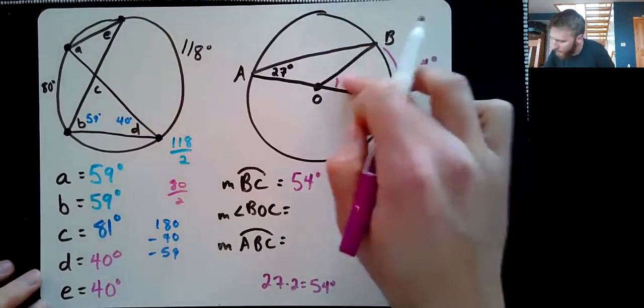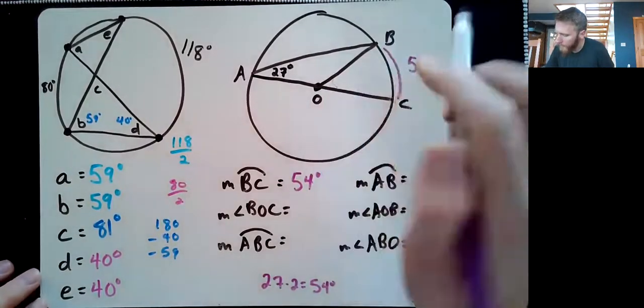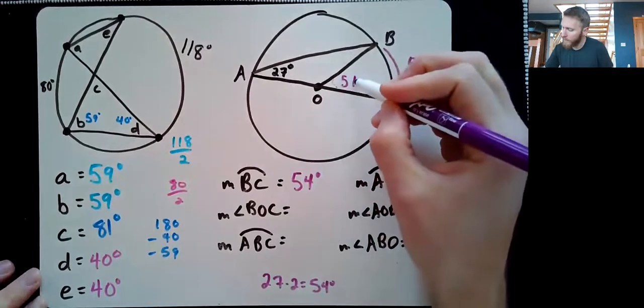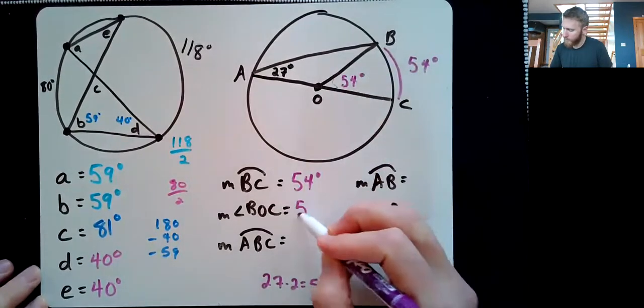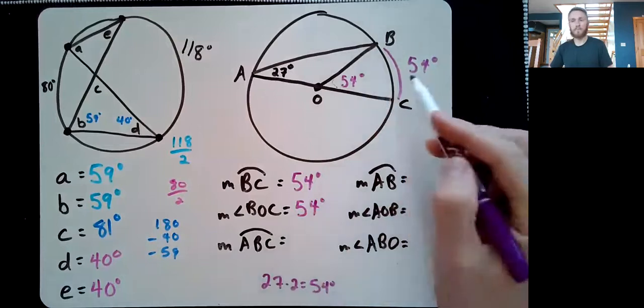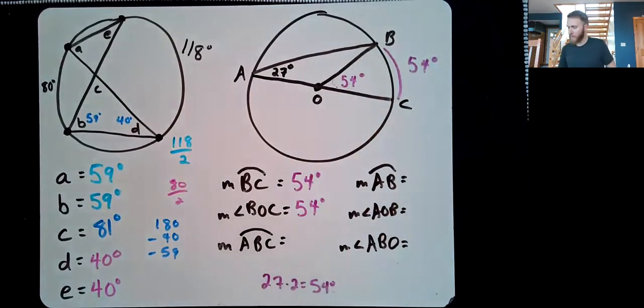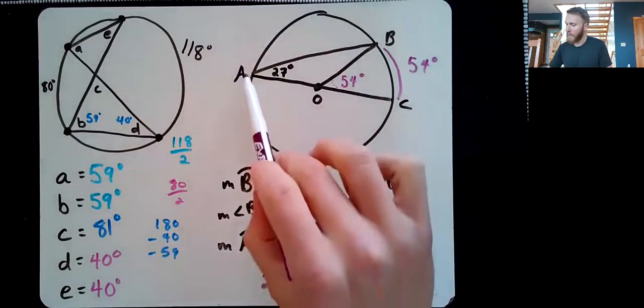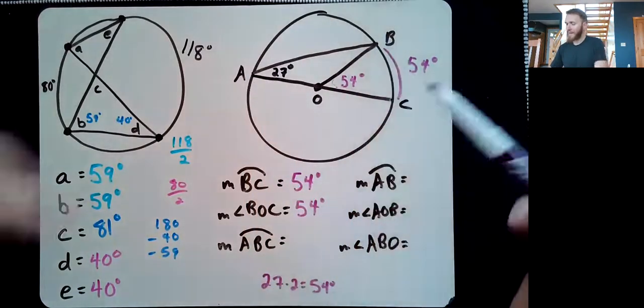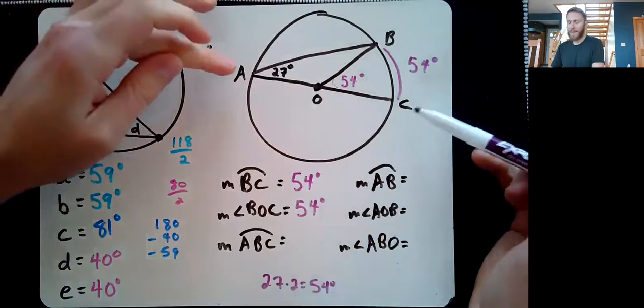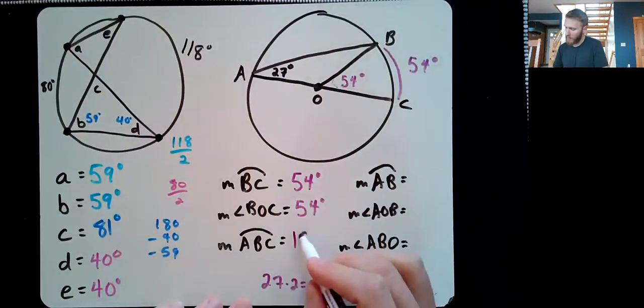Let me fix that. Same thing, equal to the arc it intercepts. Next, ABC. So arc ABC from A to B to C. That is the top half of the circle, and half of a circle is 180 degrees.